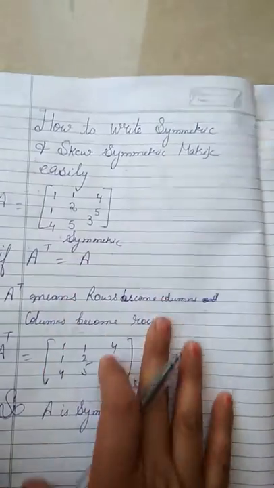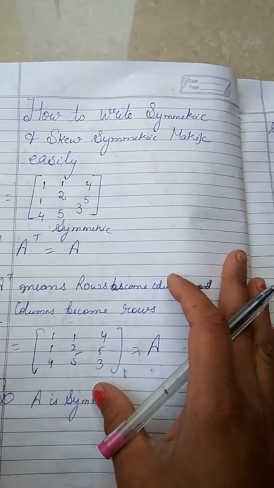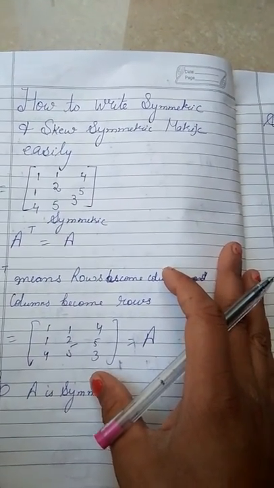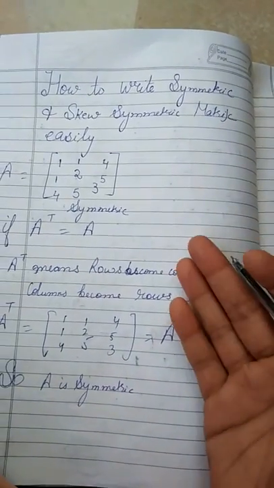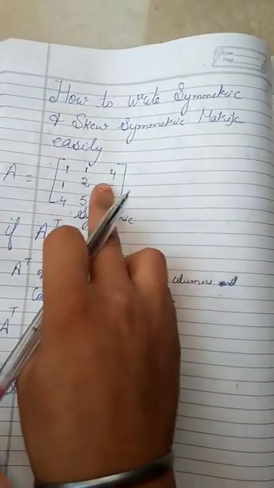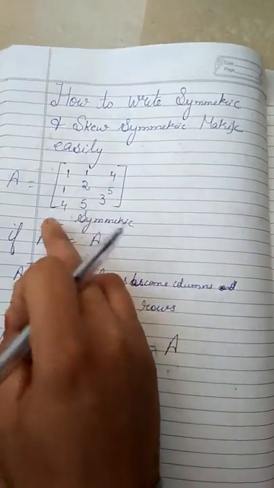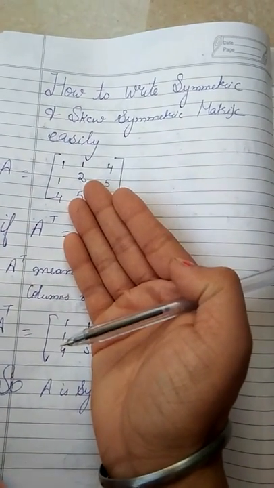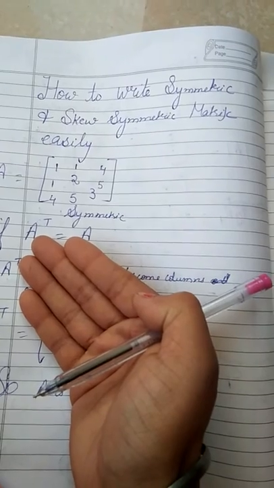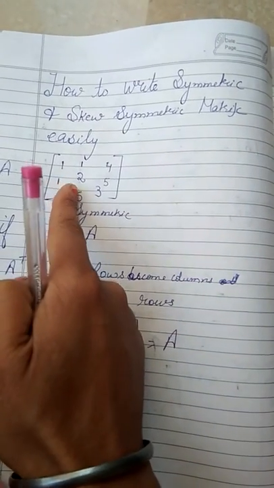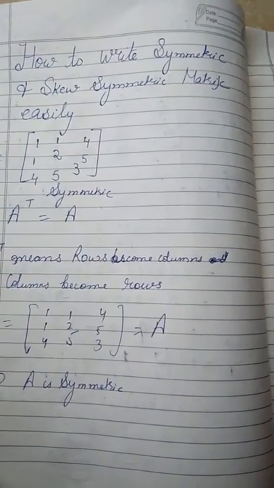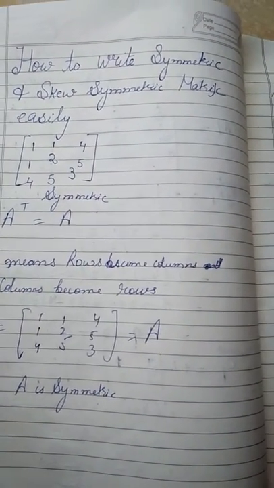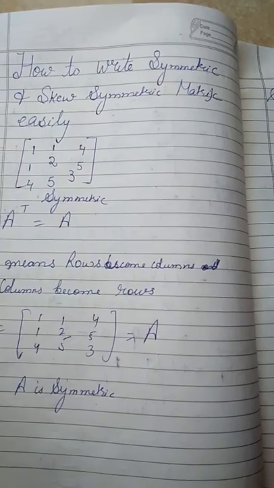Now let's discuss how to write a symmetric and skew symmetric matrix very easily. Sometimes we get confused: now I have written this without calculating A transpose, can I check whether it is a symmetric matrix or skew symmetric? So I will tell you how to write a symmetric or skew symmetric matrix in one step.